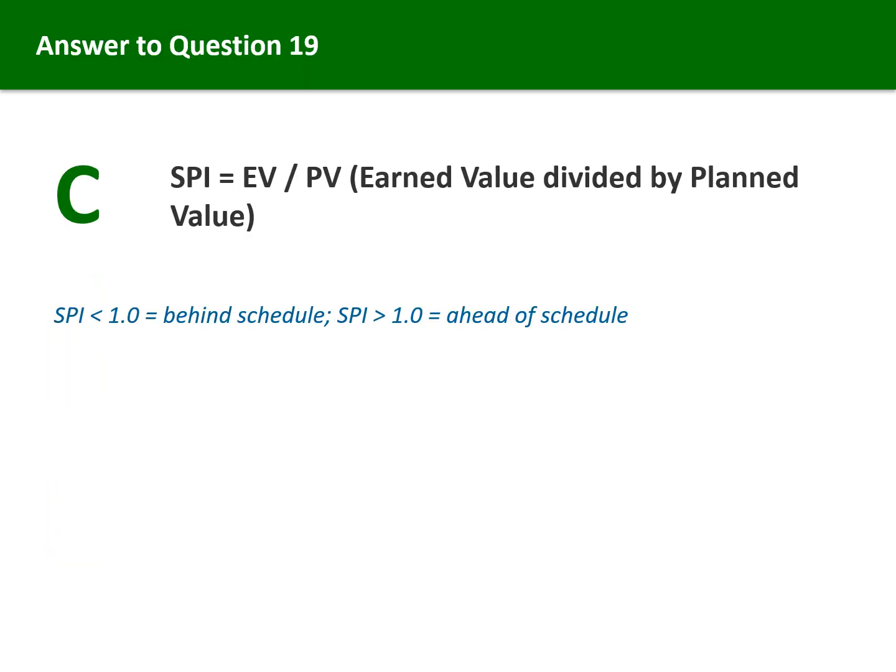The correct answer is C, Schedule Performance Index equals earned value divided by planned value. Earned value is in the numerator as always. The interpretation uses the 1.0 threshold. If SPI is less than 1.0, you are behind schedule, meaning you have accomplished less than 100% of what was planned. If SPI is greater than 1.0, you are ahead of schedule. An SPI of 0.9 means you have only completed 90% of the planned work.